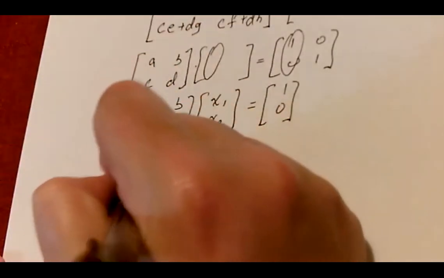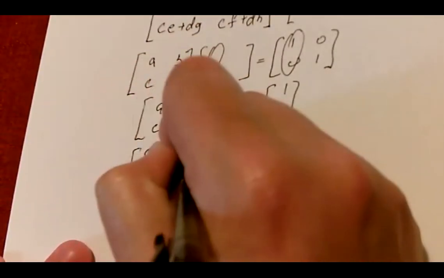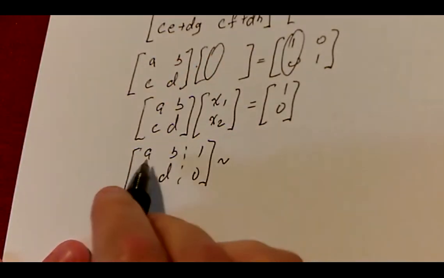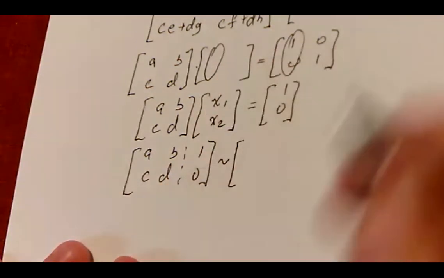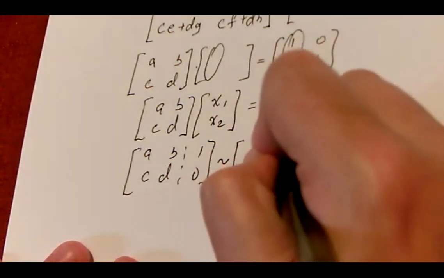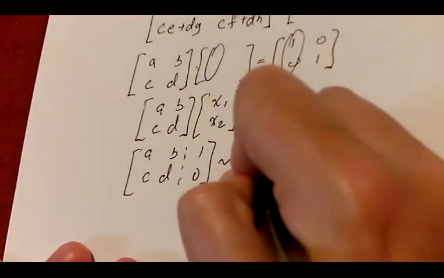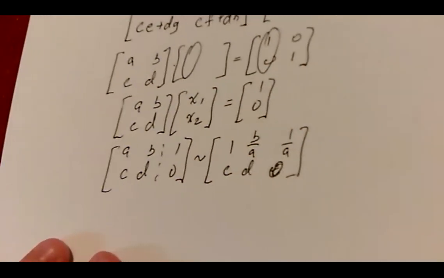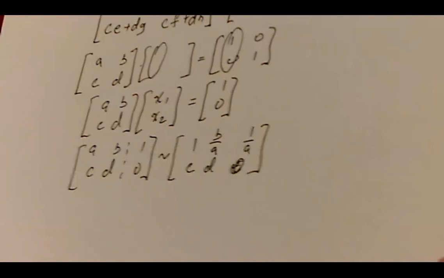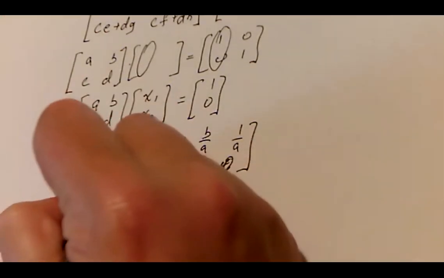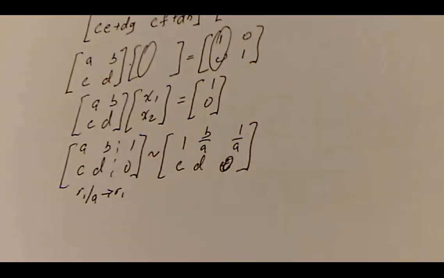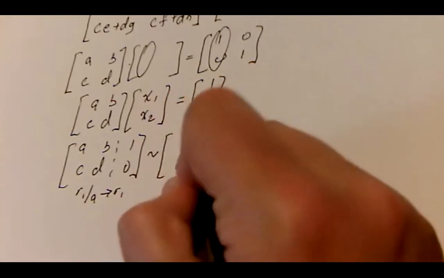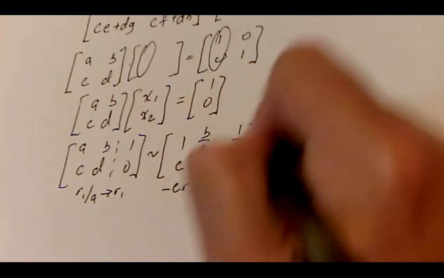I can set up an augmented matrix, A, B, C, D, augmented with 1, 0. Okay. Now, I know I want to get 1 here in the top left, so I'm going to divide everything by A. So I'm going to get 1, B over A, and 1 over A, and my second row is not going to change. There we go. My second row is unchanged right now. Okay, so I took row 1, divided it by A, and replaced row 1. Okay, I know I want to get 0 below it, so I'm going to take negative C times row 1, add it to row 2, and replace row 2.